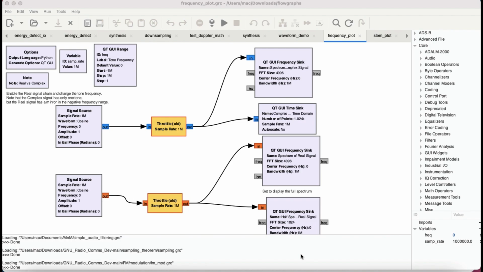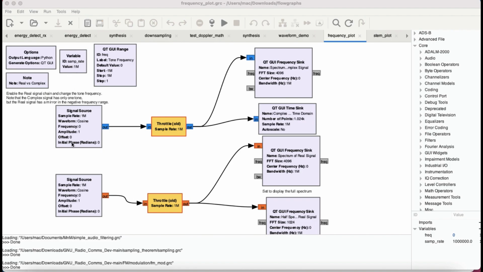So the flow graph is quite simple here. If you were to look at it, I'm just using a signal source. This signal source is generating a signal that has a frequency which is being controlled by this GUI slider that is going from negative 1 megahertz all the way up to positive 1 megahertz. And I have chosen the same sample rate as well.